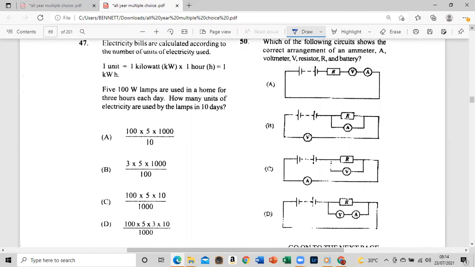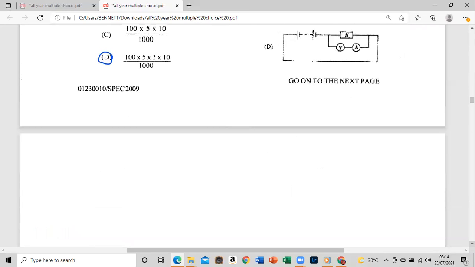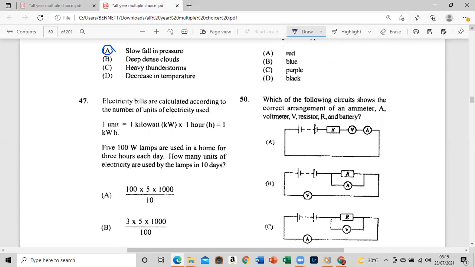So recommend this. And that is D. All right, let's move on to 48. Quickly. I think we have to go up back.